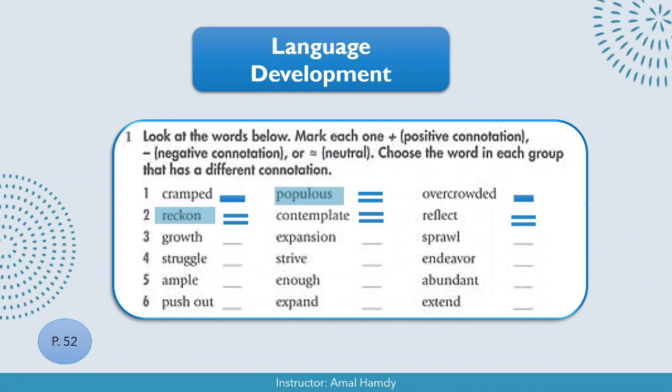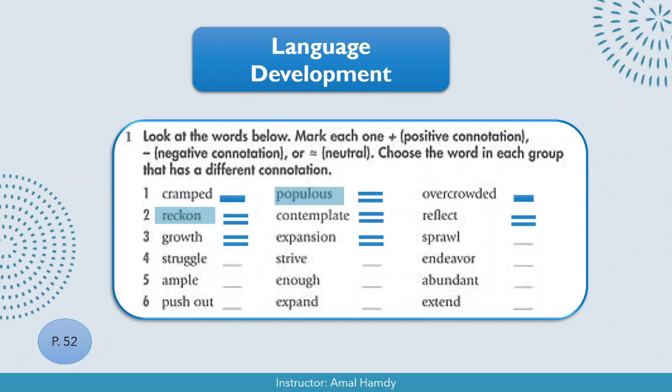Number 3, we have growth, expansion, and sprawl. So growth, if I say, for example, they are trying to boost economic growth, is this a neutral, positive, or negative connotation? Of course, it's not a negative connotation, but it's not also a positive one. It's just neutral. Expansion. So if I say their expansion plans have come to a halt, again, expansion is neutral. It can be either positive or negative according to the context of the sentence.